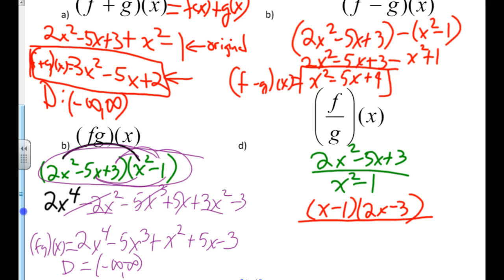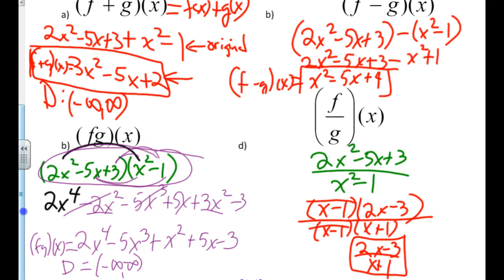Over, well, when I factor x squared minus 1, I get x minus 1 and x plus 1. Now notice I have common factors. The x minus 1 and the x minus 1 cancel, so my final answer is 2x minus 3 over x plus 1. And so that is what f over g of x equals.